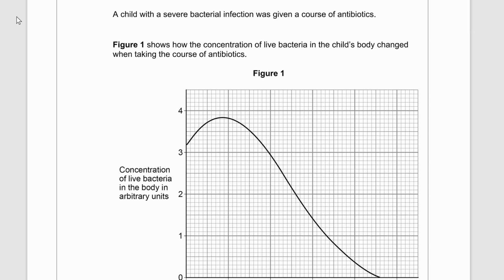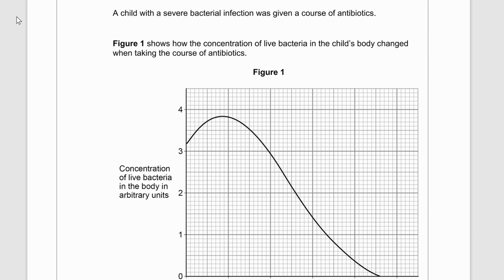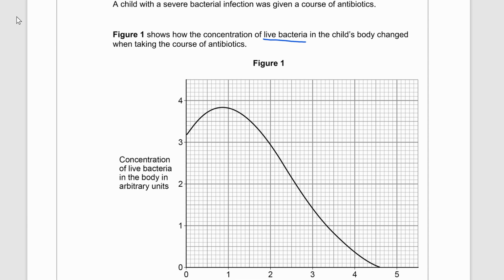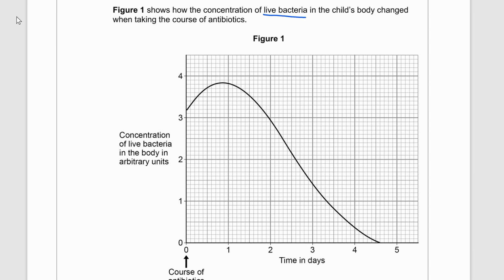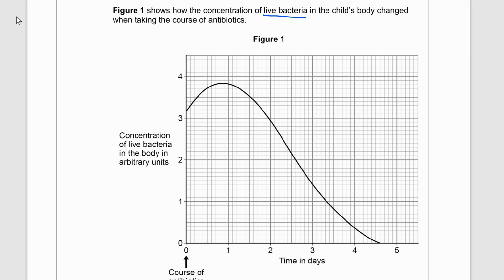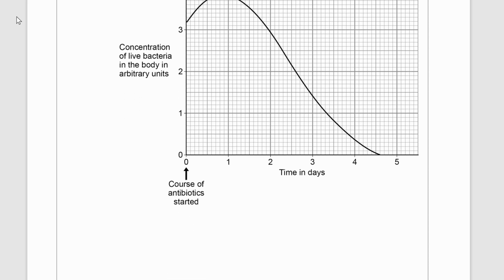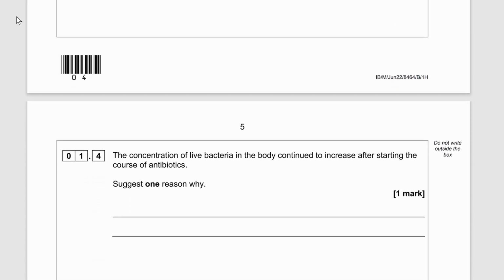A child with a severe bacterial infection was given a course of antibiotics. Figure 1 shows how the concentration of live bacteria in the child's body changed when taking the course of antibiotics. So looking at this graph now, we've got x-axis time in days, the y-axis concentration of live bacteria in the body in arbitrary units, and it can tell us where the course of antibiotics started.